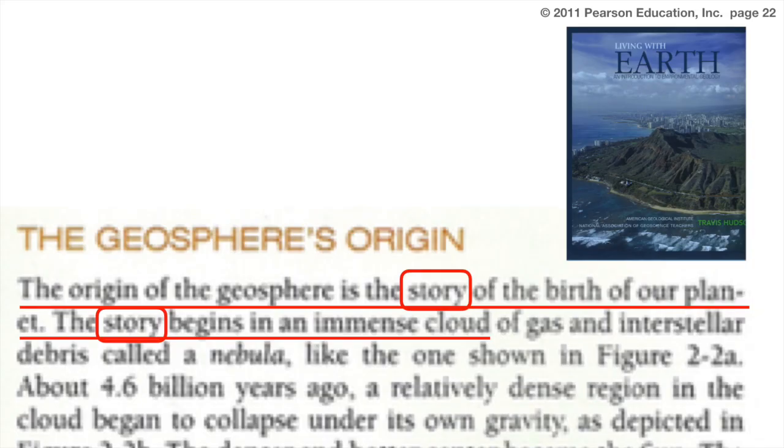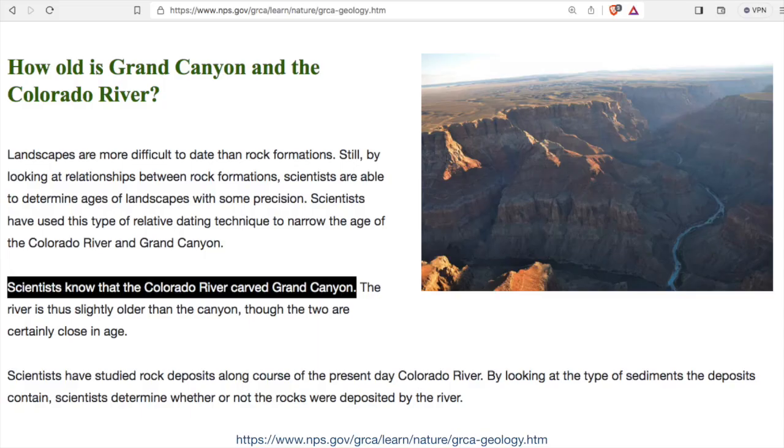And even the college textbooks say the same thing. The origin of the geosphere is the story of the birth of our planet. The story begins. Blah, blah, blah. So it's all a story. This is not science. And if you don't catch that right at the beginning, you're going to think it's science. And they say scientists know that the Colorado River carved the canyon. Well, if they believe that, they'll never explain any of those questions. The river could not have carved that canyon.